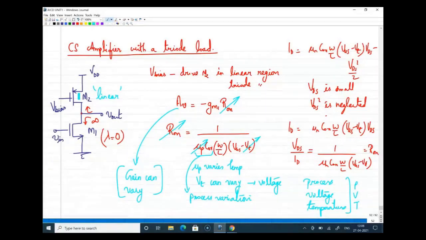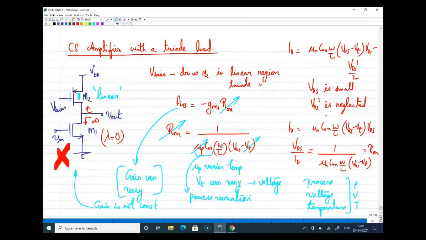So gain can vary, or gain is not constant. I would say this amplifier is not used as such. This is not a widely used configuration, or instead I can say it is something we very rarely use, or will not use. If you ask why I then brought this amplifier as an example here, it is for the simple reason to understand that a MOSFET in linear region as a load in an amplifier will not have any useful application, right?